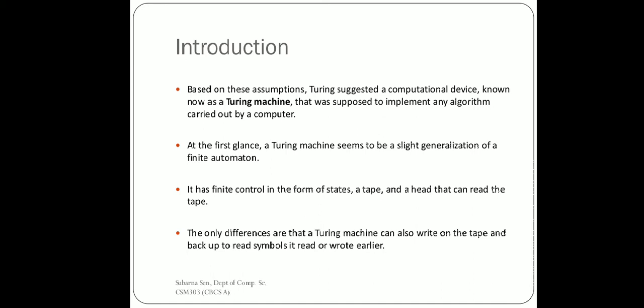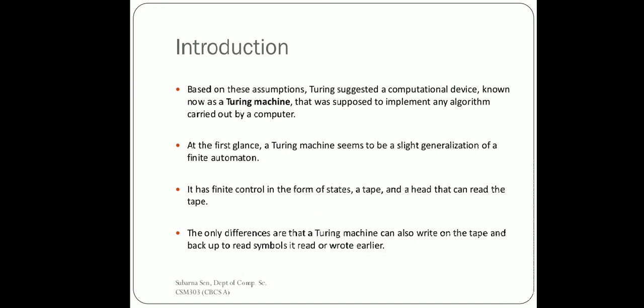Based on these assumptions, Turing suggested a computational device now known as the Turing Machine, which was supposed to implement any algorithm carried out by a computer. So throughout this module 3, we will try to come up with approaches which a computer uses, implement them using the Turing Machine, and come to the conclusion.